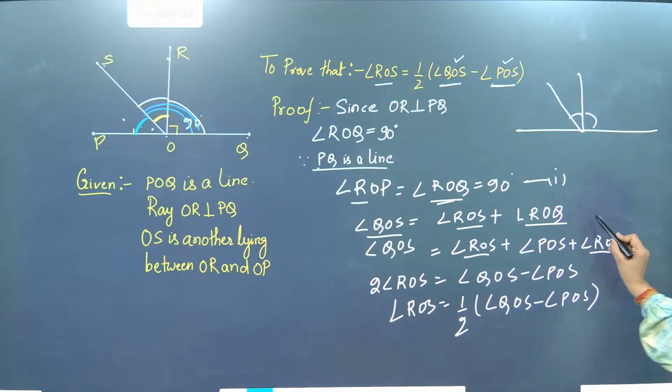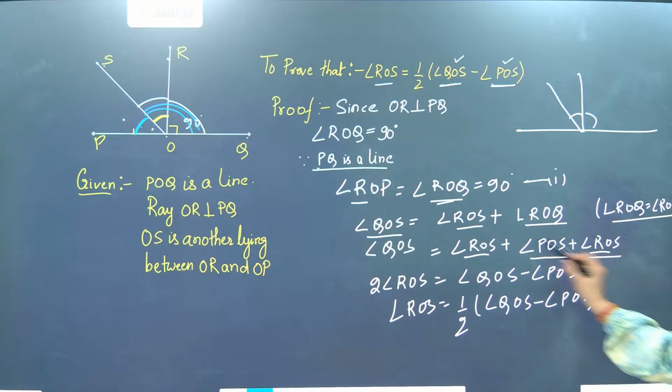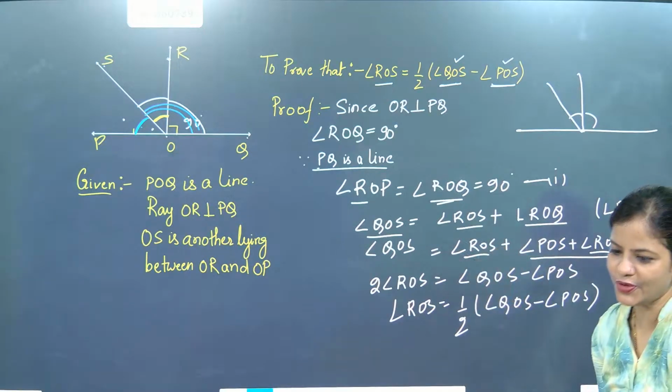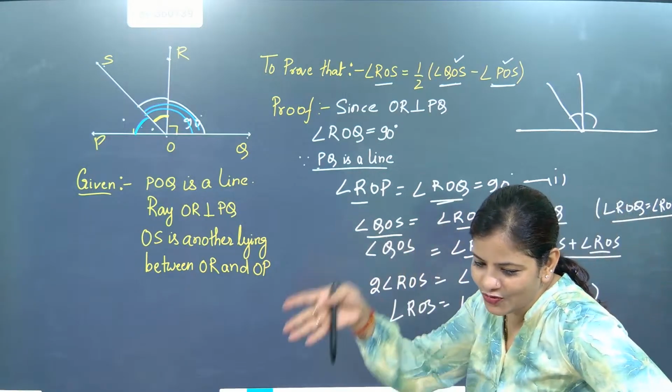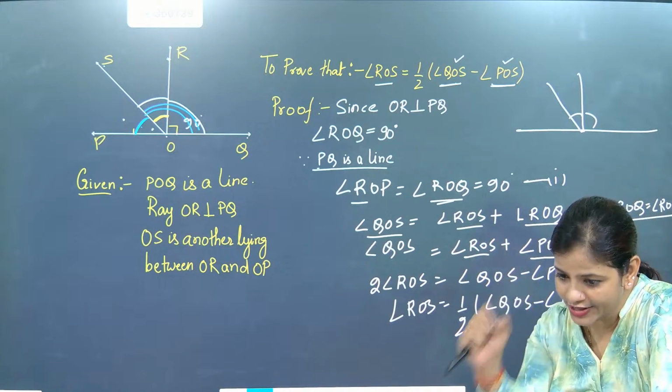Understood? Now ROQ is nothing but equal to ROP. That's it. And here ROP can be opened as POS plus QoS, ROS. Now ROS, add, shift POS that side, and then you will be doing. Shortest way of doing.